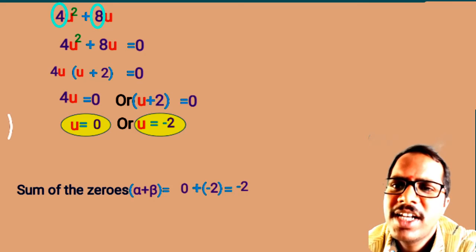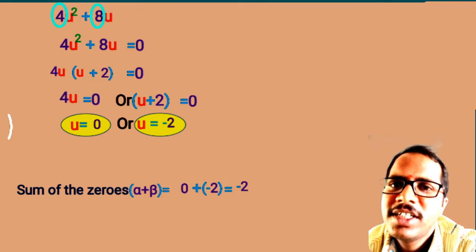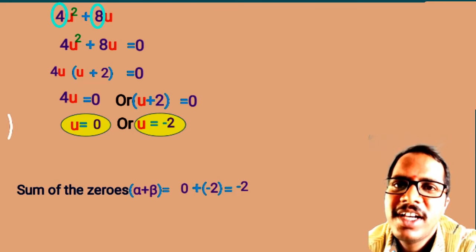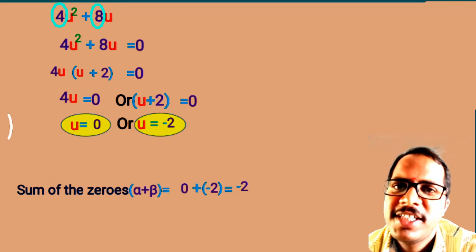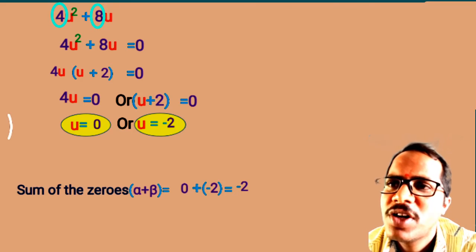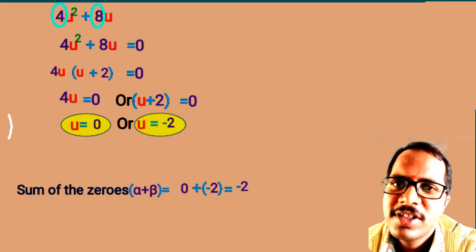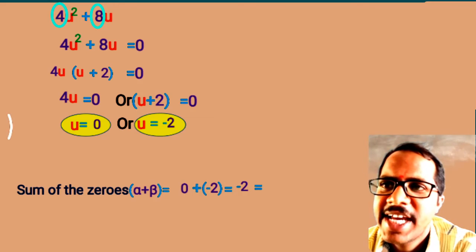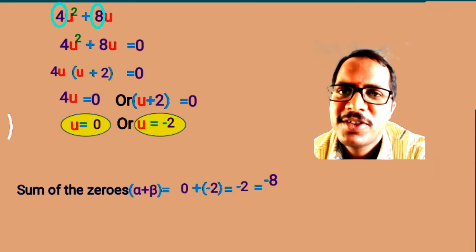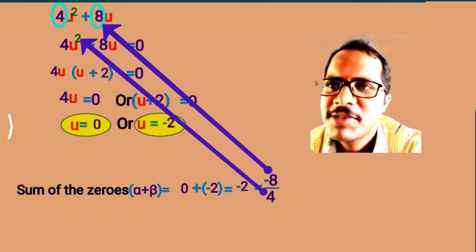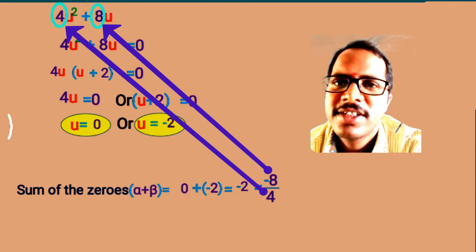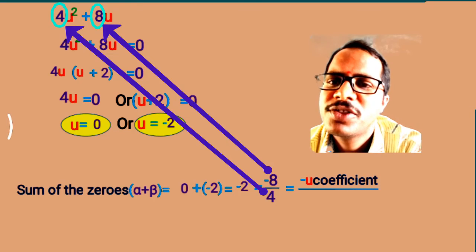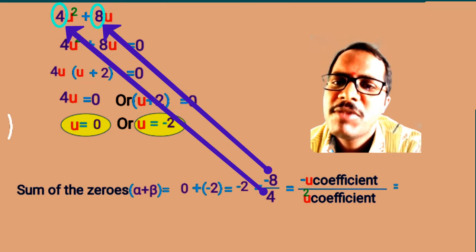Now let us think whether we can write this minus 2 using the coefficients of u and u square, that are 8 and 4. Yes, we can relate this minus 2 with the coefficients of u and u square. So how? We can write this minus 2 as minus 8 by 4. So here 8 is the coefficient of u, and 4 is the coefficient of u square. Now we get minus coefficient of u by coefficient of u square, which is nothing but minus b by a.